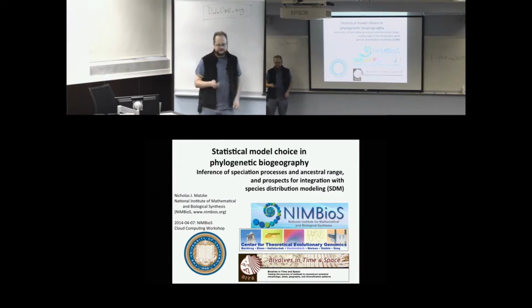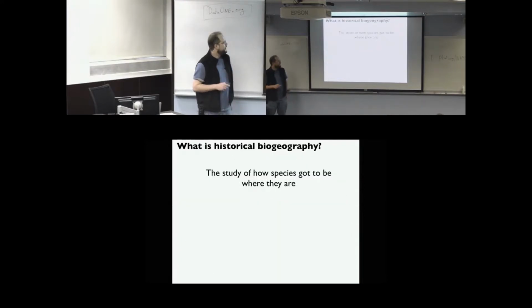So I'm talking about statistical model choice in historical biogeography. And we should first talk about what is historical biogeography. It's really the study of how species got to be where they are.